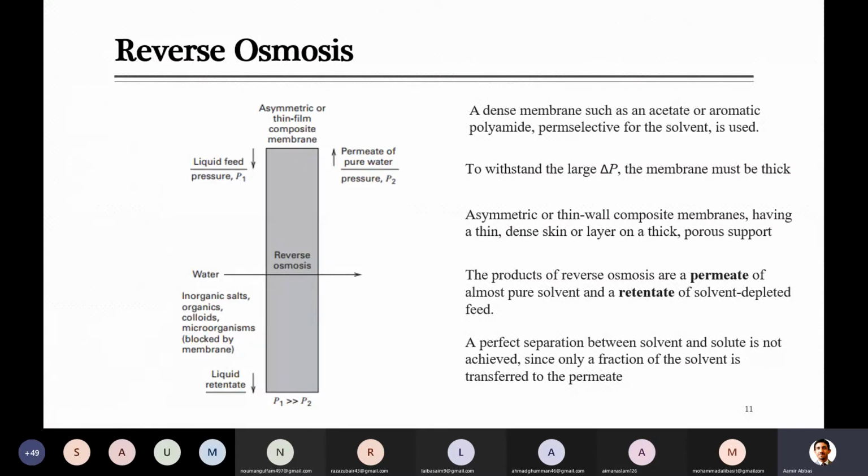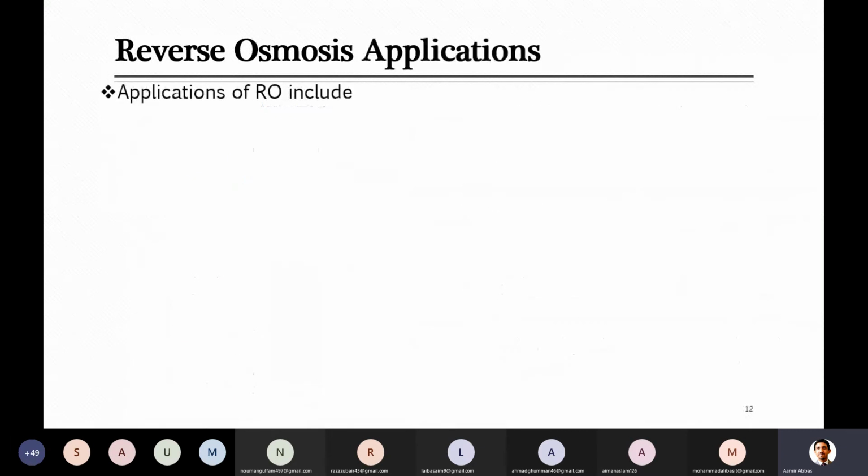So here a perfect separation between solvent and solute is not achieved, because a fraction of the solute can also pass with the solvent through this membrane. And to repeat that point, in case you need more purified water, you can go with more than one stage. In industries, for example when we produce boiler feed water, you know that boiler feed water is highly purified water, where we try to remove each and everything from it. So in those cases, you can go through more than one stage.